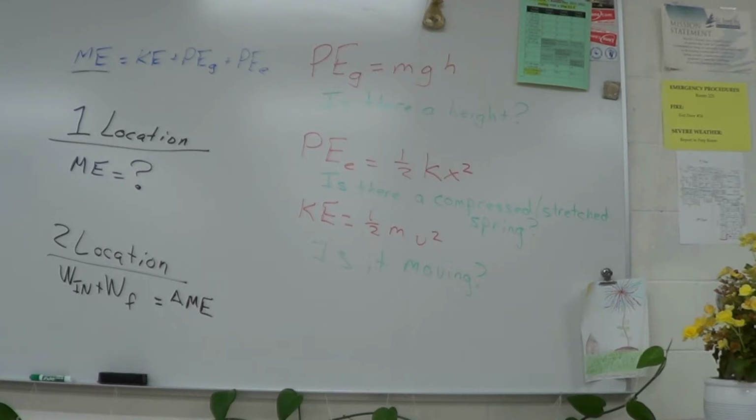If the answer is no, then that value is 0, and we can cancel that type of energy out. So for PEG, or gravitational potential energy, the question we ask ourselves is, is there a height? Does that object have a height? If h is equal to 0, then there's no height, there's no gravitational potential energy. If there is some height, then there is some value for PEG, and we'd have to calculate what that is.